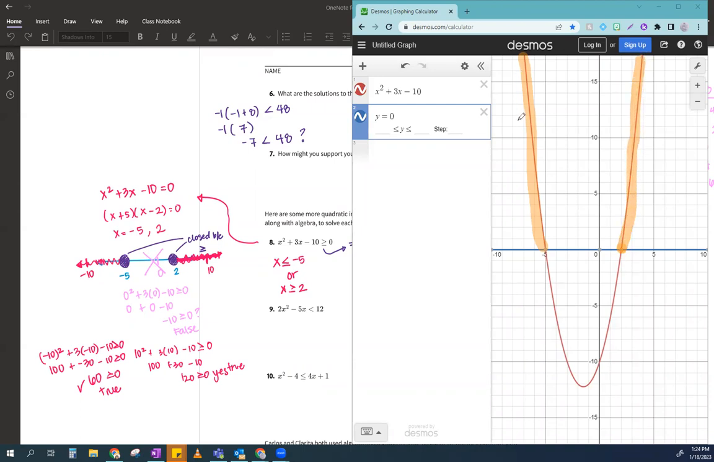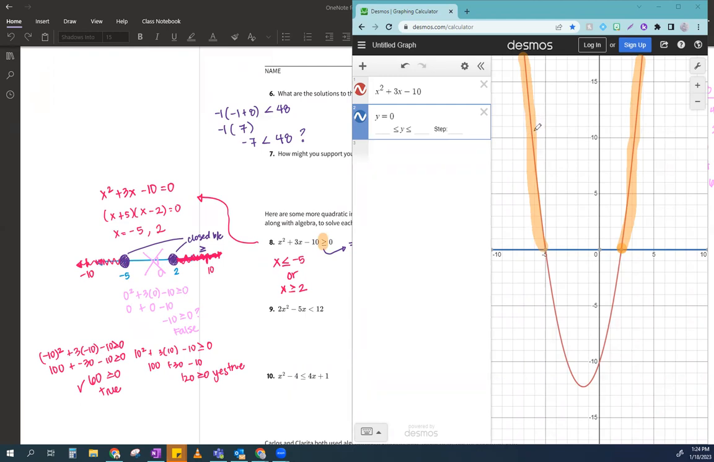Okay, so it's all of this time. How would you describe that? Yeah, above the blue line, exactly. So I'm looking for all the numbers that are less than or equal to -5, or greater than or equal to 2. You guys all see that? So that's what this symbol means. It's saying, hey, when is it above that line?